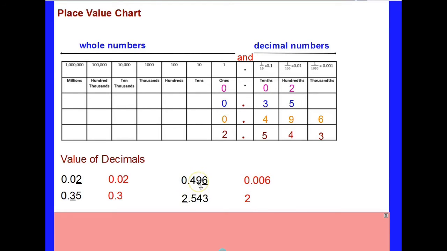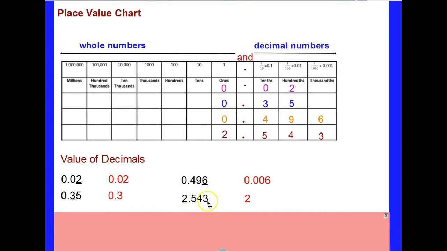So since I'm not finding the value of this 4 and the 9, I'm only finding the value of the 6. I need to make sure the 6 is in its proper place, which is down here in the thousandths place. And I would need to make sure that the hundredths and the tenths place are represented with zeros to hold those place values.